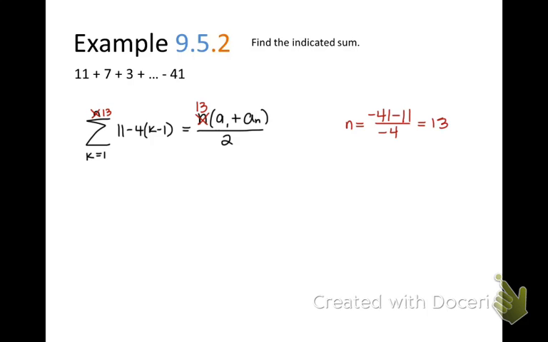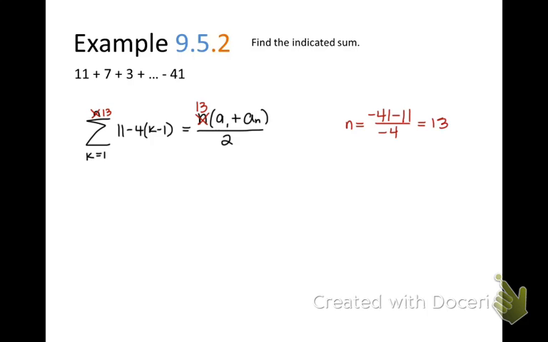Yes? Doesn't the n end up being negative though? No, because I have negative over a negative 4. Oh, sorry. And n can never be negative because n is counting the number of terms. So it can't be a decimal, it can't be negative, it's got to just be a whole number. And if you're getting something different, then that means something is wrong.